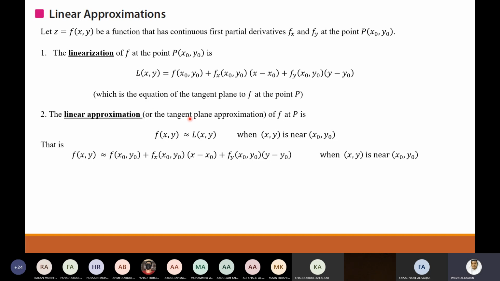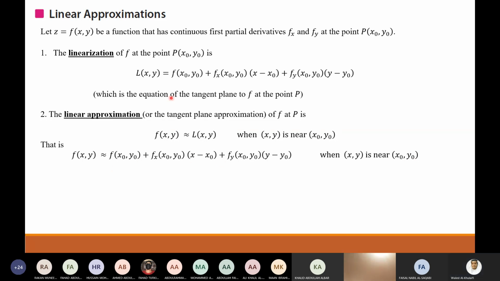And the linear approximation, or sometimes people call it the tangent plane approximation of f at the point P, is given this way. Sometimes instead of substituting into the function f, I will substitute into this plane, L of x and y, this function, which is a plane actually. So f of x and y is approximately equal to this expression when x and y is near x0, y0. And keep in mind, Shabab, when I'm saying approximately, there is an error going on. The error will be small if x and y is close to x0, y0. If the point x, y is far from x0 and y0, the error will be bigger.